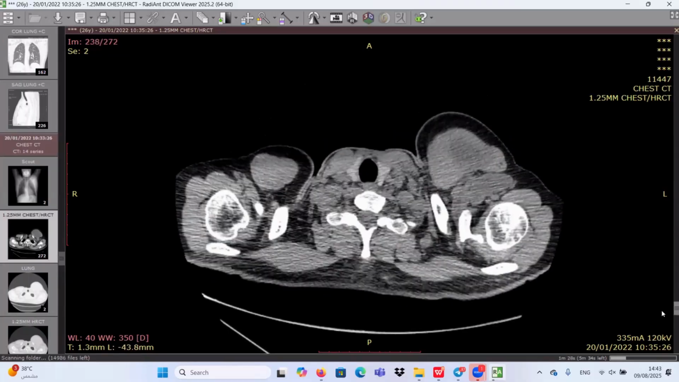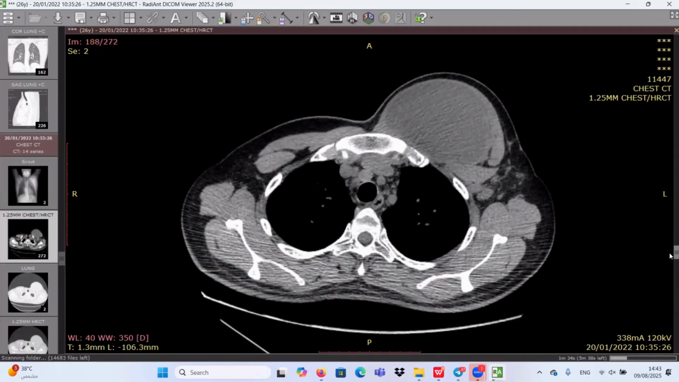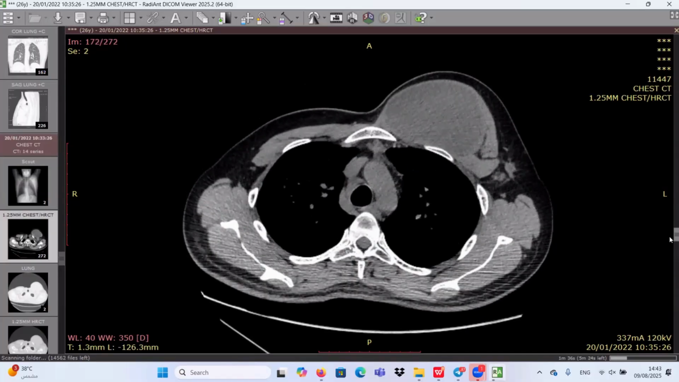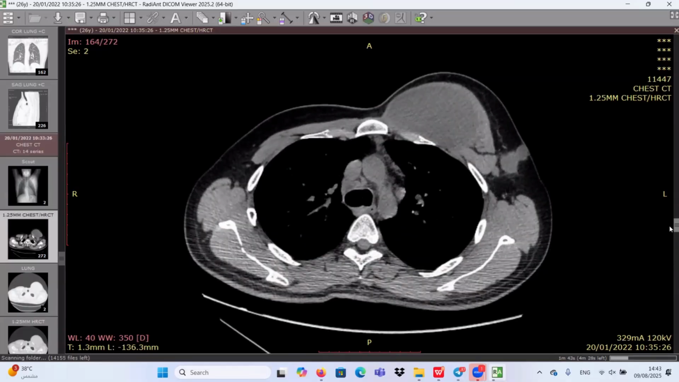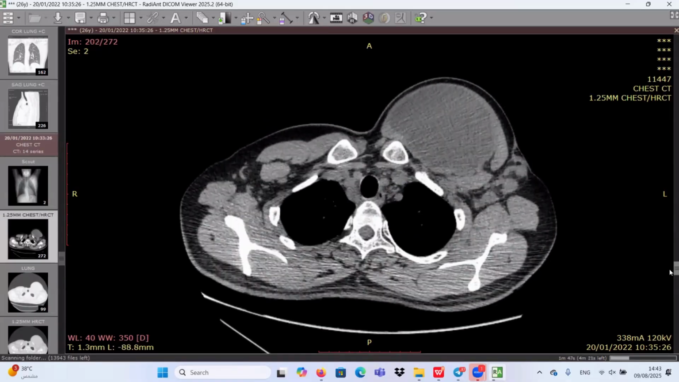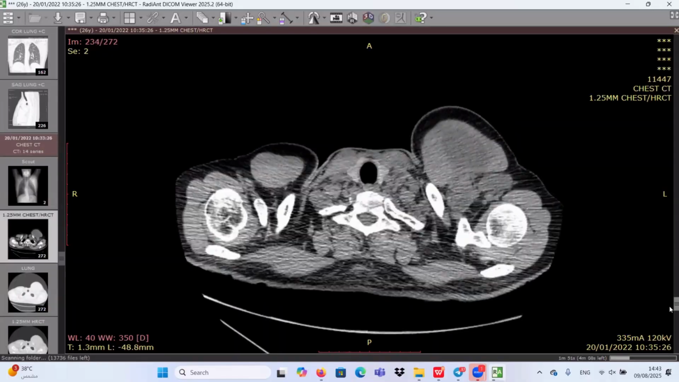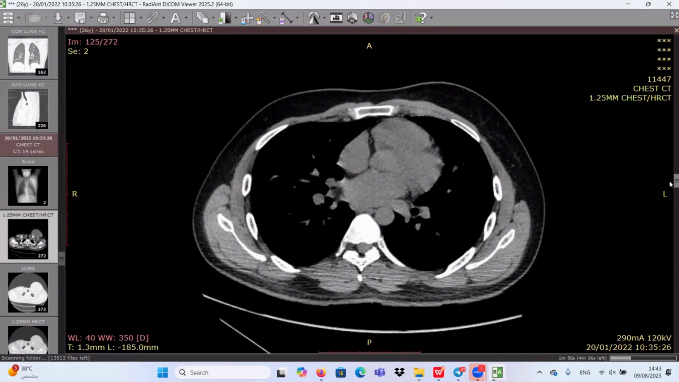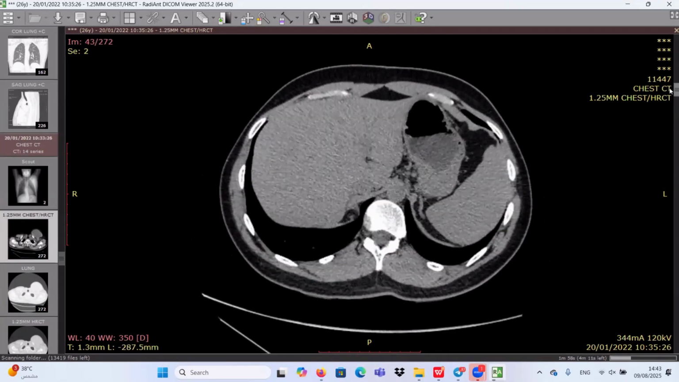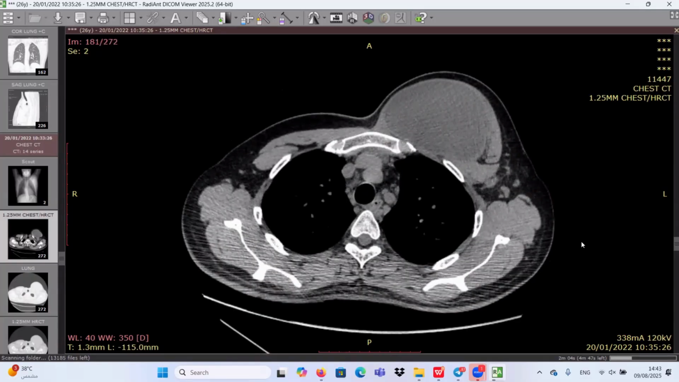At the outset, I can see a large soft tissue density mass involving the left anterior chest wall, infiltrating the left pectoral muscles. There are multiple conglomerate axillary and retropectoral lymph nodes, supraclavicular as well, on the left side, and multiple enlarged mediastinal nodes as well. There is no underlying rib erosion or intrathoracic extension of the left anterior chest wall lesion.